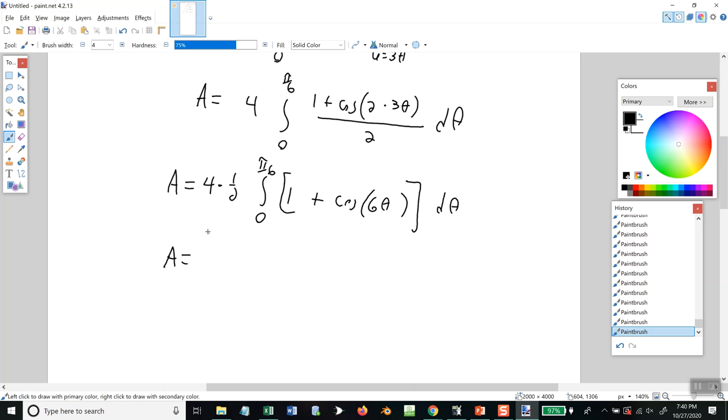Hopefully I don't screw this up. 4 times a half is 2. The integral of 1 is theta. This would be a u substitution. u is equal to 6 theta. du would be 6 d theta. So I need a 6 inside, so I need a 1/6 out in front. And the integral of cosine is sine, from 0 to pi over 6.